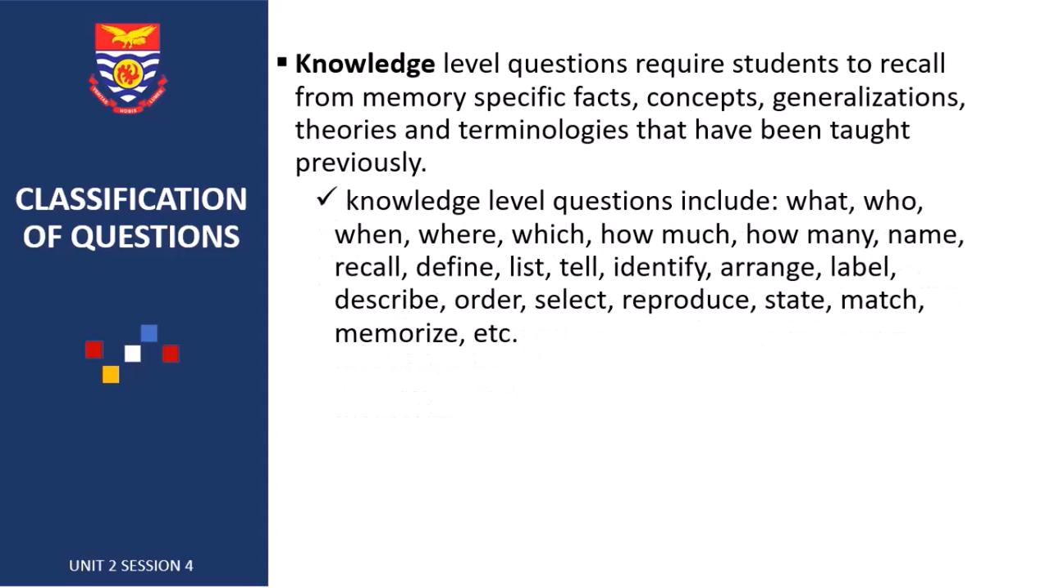Now, when you are engaging your student at this level, the knowledge level, these are some of the action verbs that are used. We have what, who, when, where, which, etc. For example, you may ask a question like, define ionization energy. The action verb here is define, and it is at the knowledge level, meaning you want your student to only recall from memory specific facts.